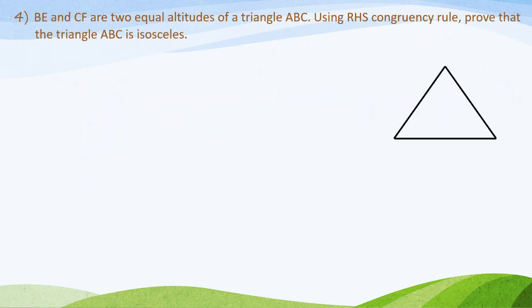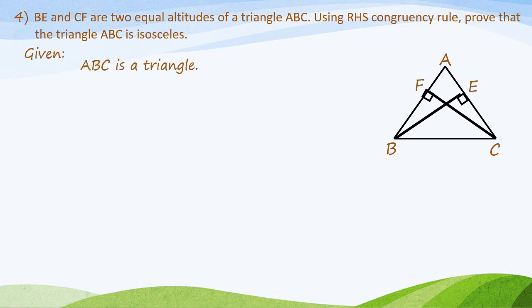Now let us solve sum number 4. BE and CF are two equal altitudes of a triangle ABC. Using the RHS congruency rule, prove that triangle ABC is isosceles. So given, ABC is a triangle in which the altitudes BE and CF are equal, and angle BEC is equal to angle CFB is equal to 90 degrees.